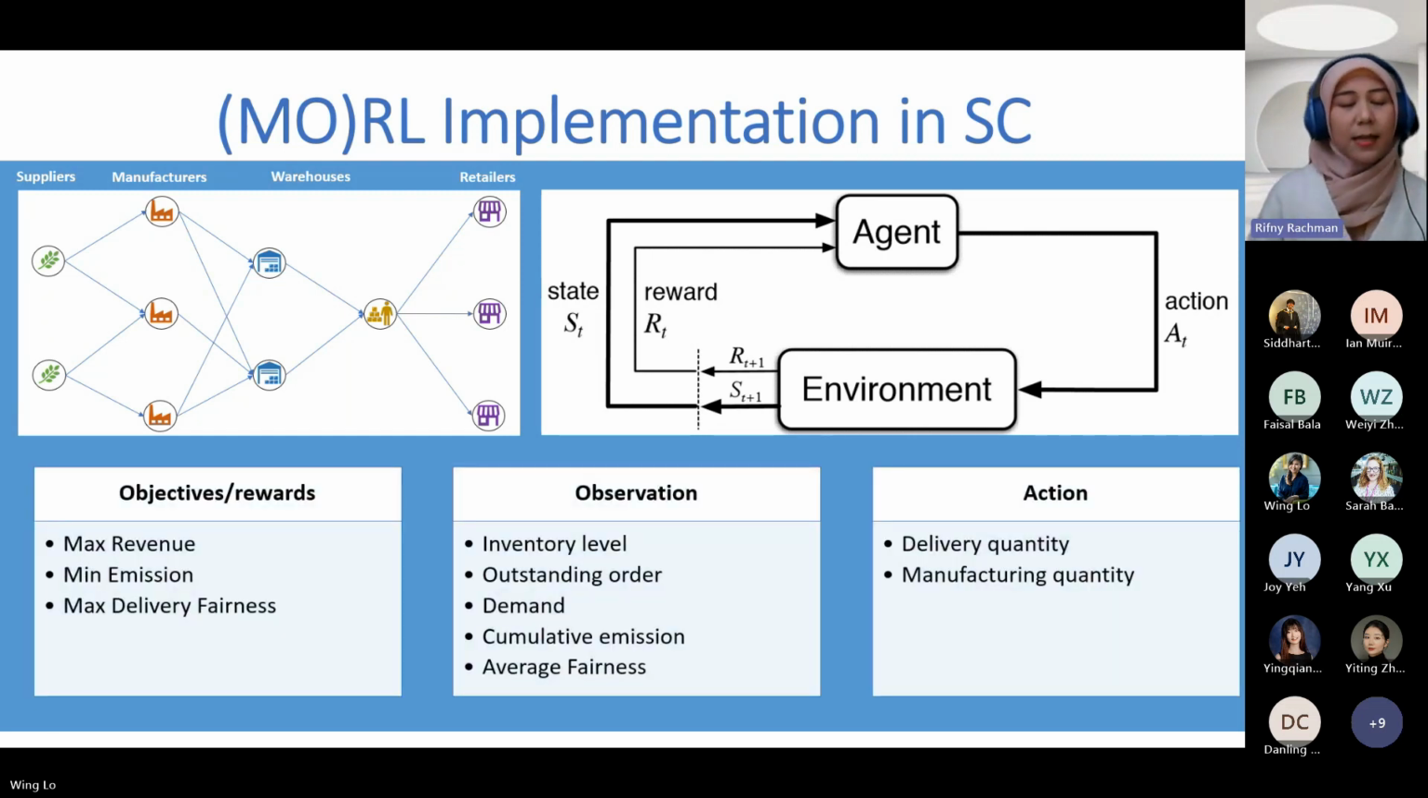So to put it simply, our rewards is to maximize the revenue, and the profit, and to minimize the emission and to maximize the delivery fairness. But since these objectives are conflicting one to another, so we need to find the trade-off. And the observation from the state will include inventory level, outstanding order, demand, cumulative emission, and average fairness. And then the agent will define the delivery quantity and manufacturing quantity that satisfy the objectives.